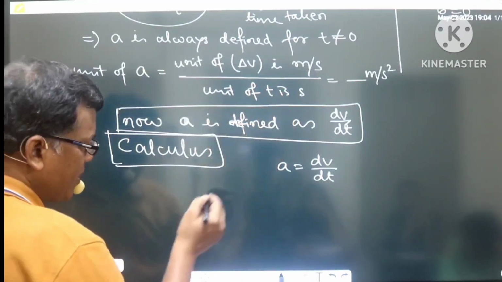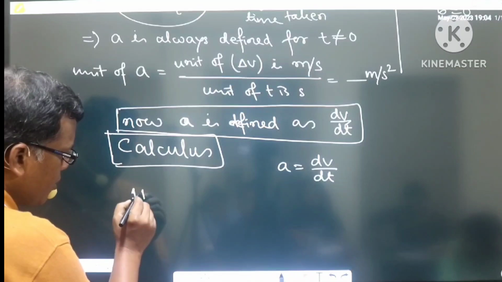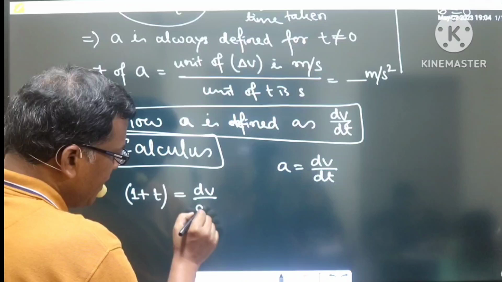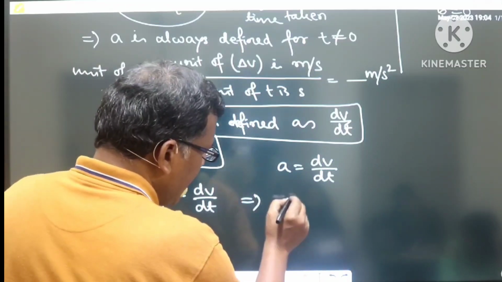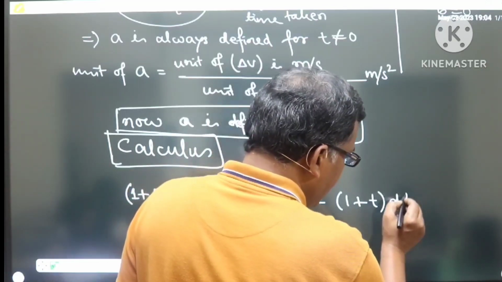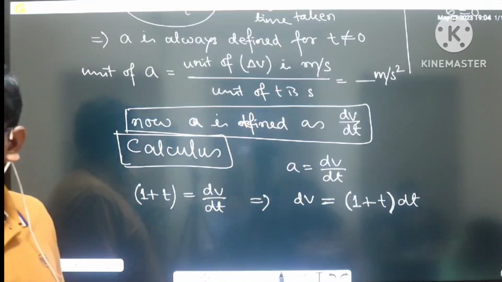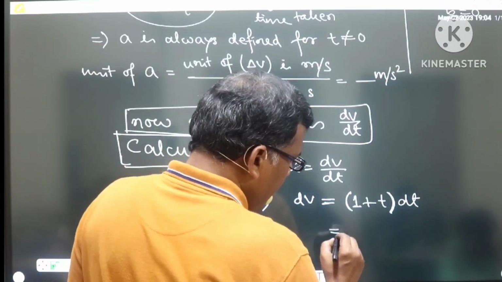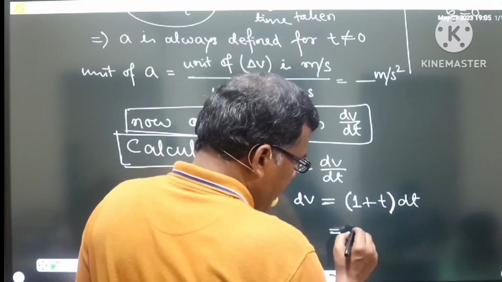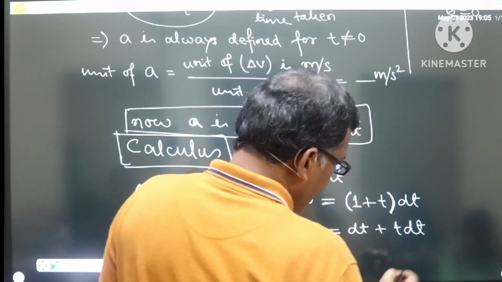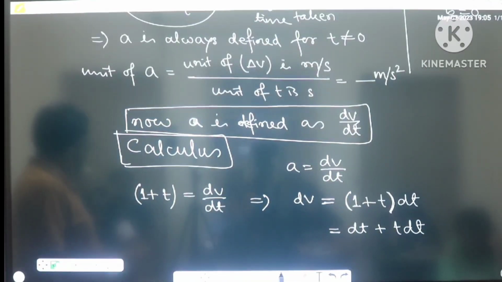Given a was 1 plus t, I think. So 1 plus t equals dv by dt. I can rearrange: dv is equal to 1 plus t into dt. So dv becomes 1 plus t into dt. Now I can write this as 1 into dt, means dt, plus t dt. Here dt is an intermediate time interval from the beginning to end.